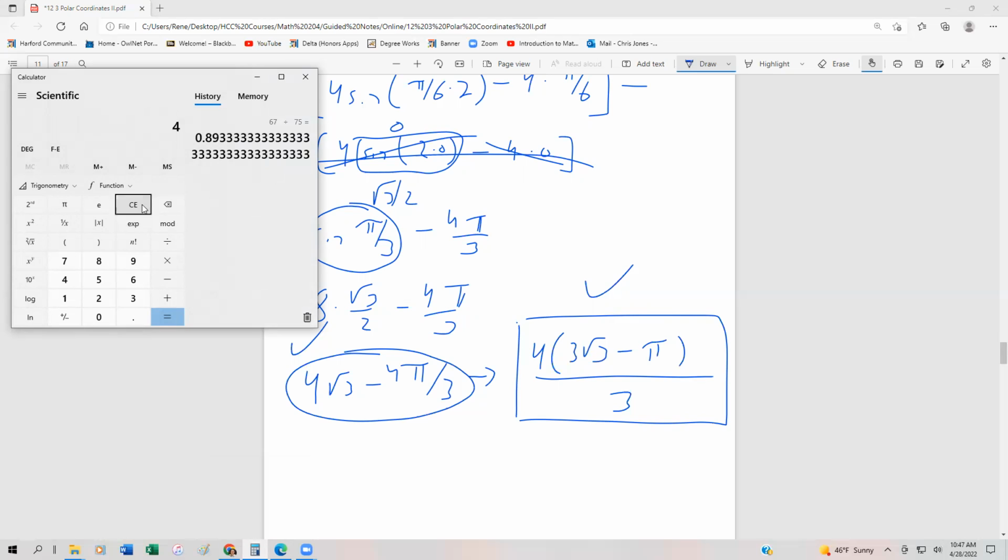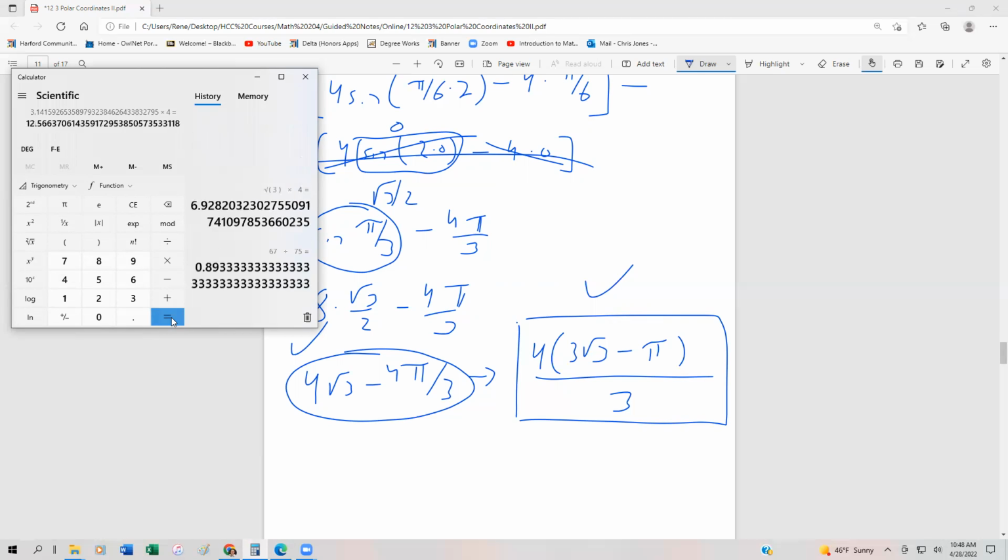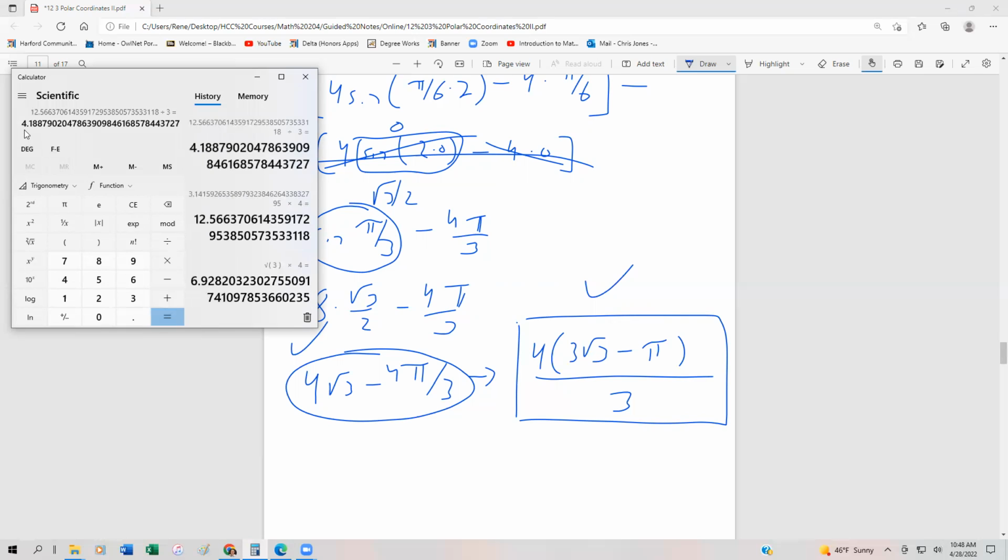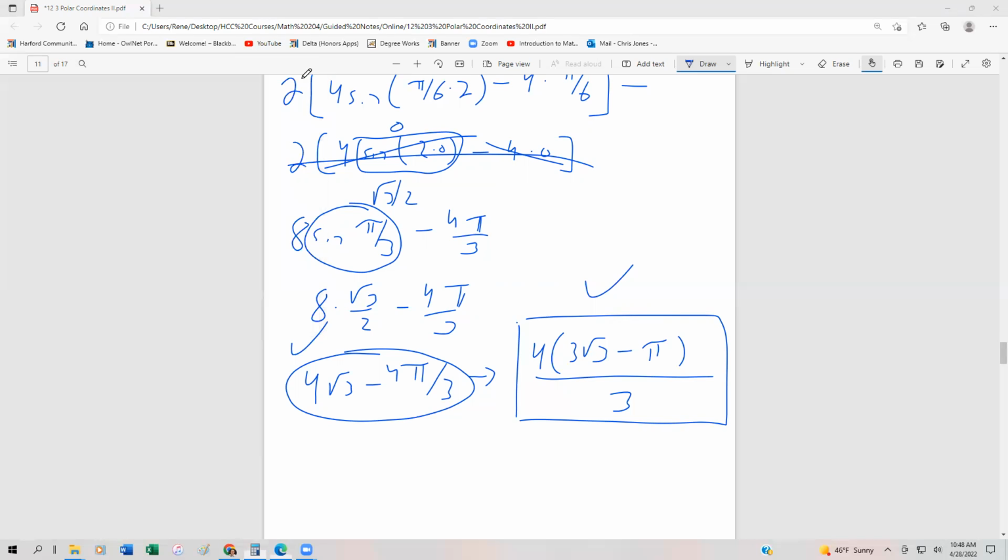4 times the square root of 3. Oh, let me do that again. I'll just multiply the square root of 3 first, so 3 square root times 4. That's like 6.93. All right, so we'll just hold on to that. And then 4 pi over 3 is 4.19. So we know that it's going to be positive. That's good, because remember we had 6 something minus 4 something. So that's just a check to make sure that at least you're not getting a negative area.